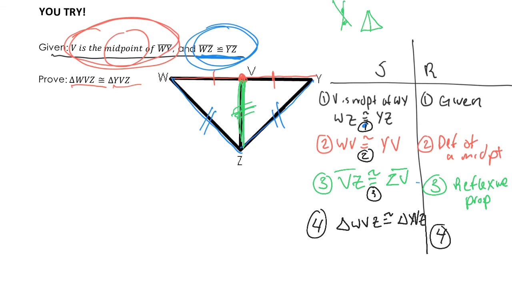And then how do I know? What postulate is this? This is the easiest one. I have one side equal, 2 sides equal, 3 sides equal. This is side, side, side. The best one.